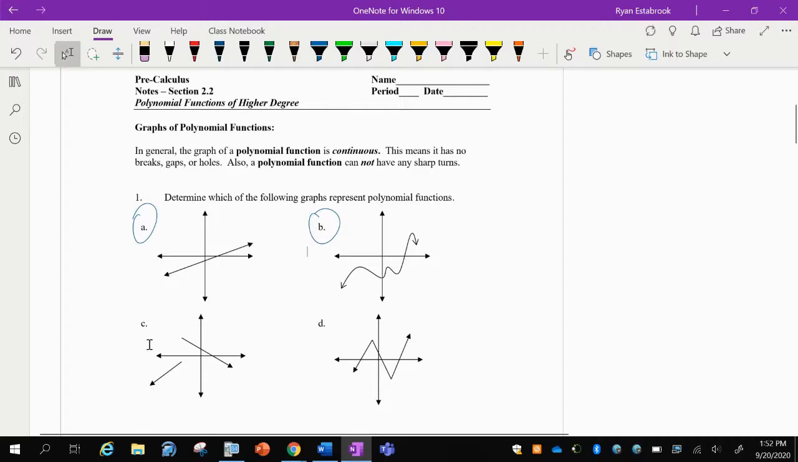Letter C, the first problem I see here is this big jump discontinuity. So letter C is a definite no. And letter D is continuous. However, we do have those sharp turns. We have linear on one side, linear on the other side. This is what it looks like to have a sharp turn, so this would not be a polynomial function.